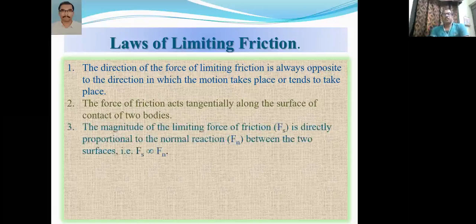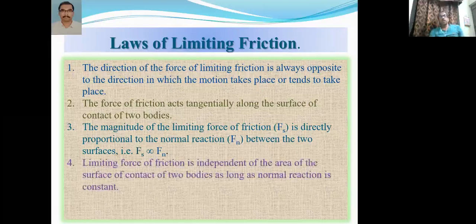3. The magnitude of the limiting force of friction is directly proportional to the normal reaction force between the two surfaces. That is, Fs is directly proportional to Fn, and we get from the previous slide that Fs equals some constant into Fn, which may be, for static friction, mu s, the coefficient of static friction, or in the case of kinetic friction, it is mu k into Fn.